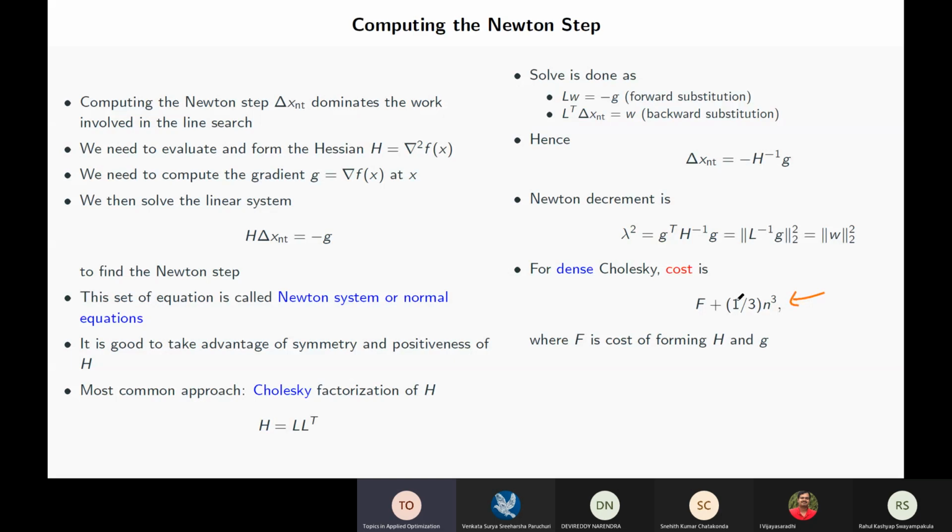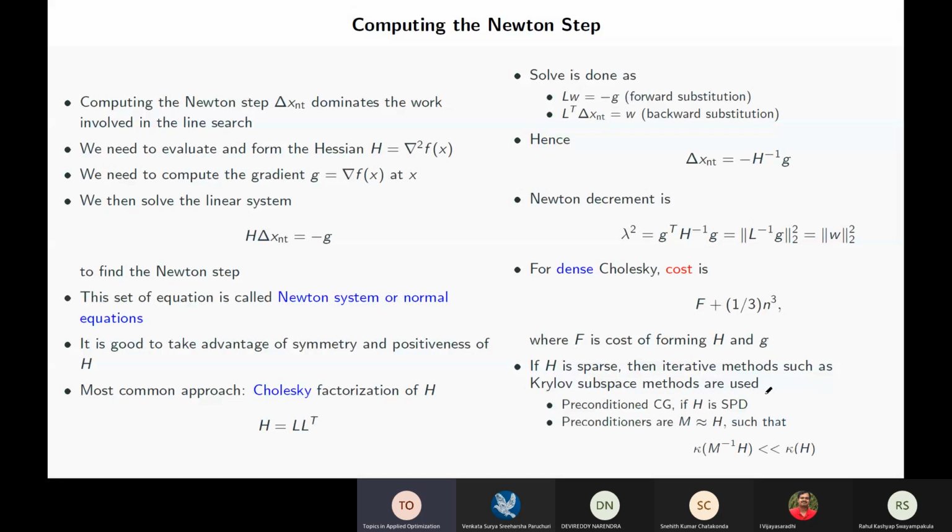So there are costs involved. For example, if you do a Cholesky, then the cost will be O(n cubed). It's a matrix algorithm, an n by n matrix, so the factorization cost is n cubed. And if H is sparse, then obviously iterative methods can be used, like the Krylov subspace method and so on.